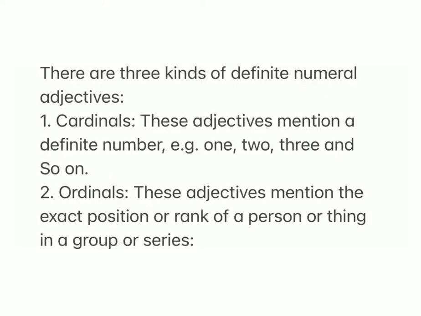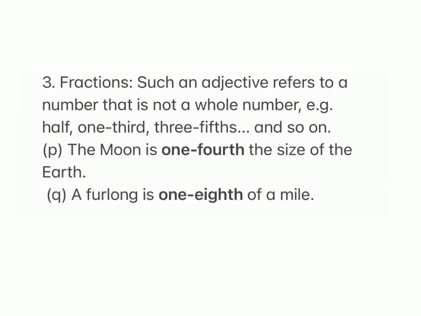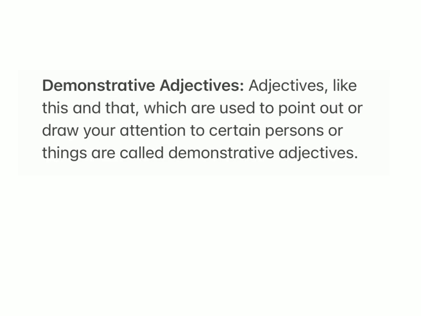There are 3 kinds of definite numeral adjectives. 1. Cardinals. These adjectives mention a definite number, for example 1, 2, 3 and so on. 2. Ordinals. These adjectives mention the exact position or rank of a person or thing, in a group or series. N. Neil Armstrong was the first man to walk on the moon. O. The third goal was scored by Ronaldo. 3. Fractions. Such an adjective refers to a number that is not a whole number, for example half, 1/3, 3/5, and so on. P. The moon is 1/4 the size of the earth. Q. A furlong is 1/8 of a mile.